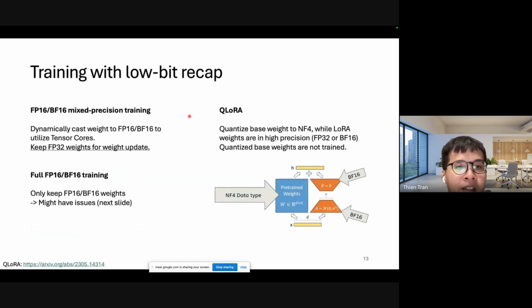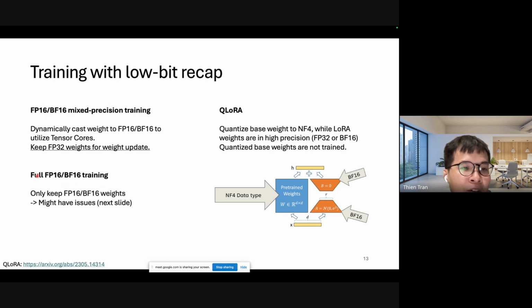If we want to recap all this kind of low bit training, if we look at FP16 and BF16, it's actually a form of low bit training, if you think about it, because we still keep the model weights in FP32, and then we just dynamically cast the weight into BF16 or FP16 during the forward pass as well as the backward pass. That's why I also want to frame it as doing low bit training in this case.